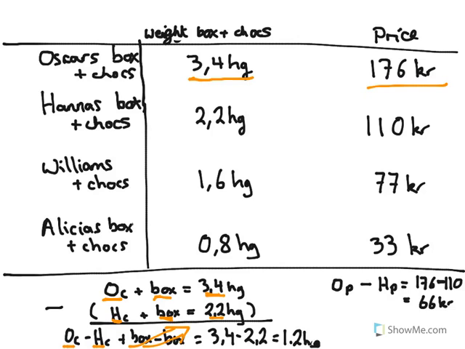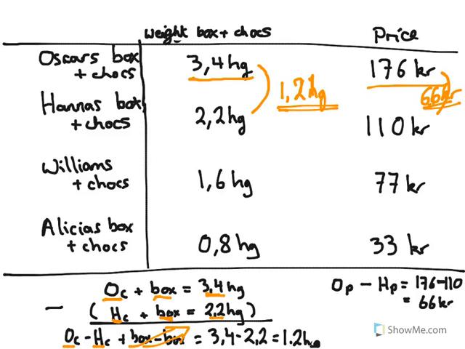If we do the same thing for the price, what we're actually doing here is subtracting 3.4 minus 2.2, giving us a weight of 1.2 hectograms. Now that must just be chocolate, because we've taken away the effect of the weight of the box. So now we know that this is just chocolate, we can use the price. We can also take the difference in price between 176 and 110. That gives us 66 kronas. So now we have a weight of just chocolates, 1.2 hectograms, that would cost us 66 kronas.